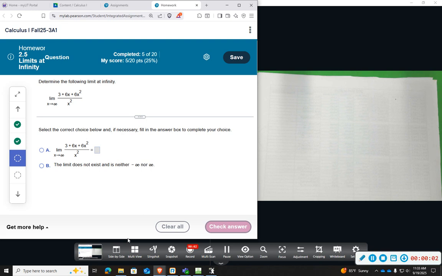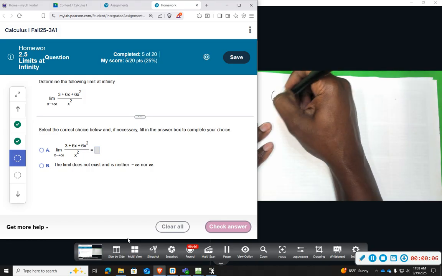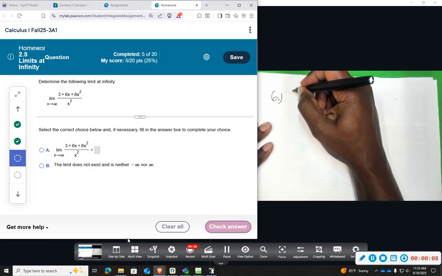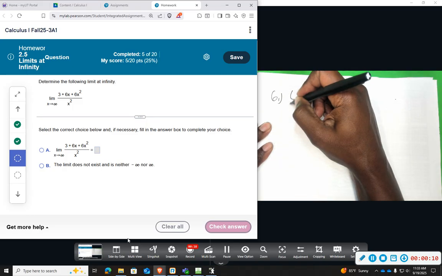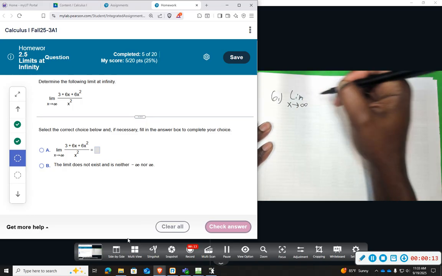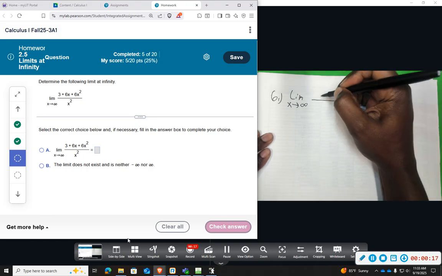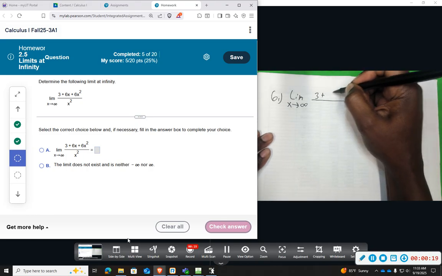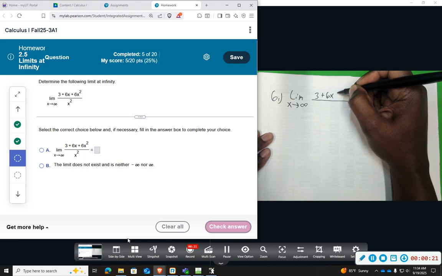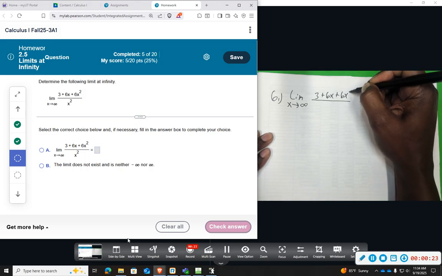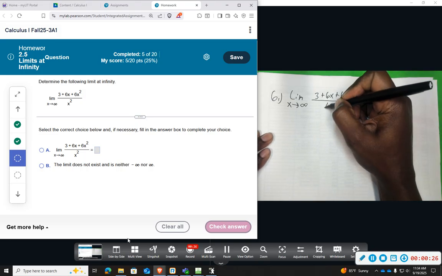All right, question number 6. We want to evaluate the following limit at infinity. So we're finding the end behavior as x goes to positive infinity of 3 plus 6x plus 6x squared over x squared.